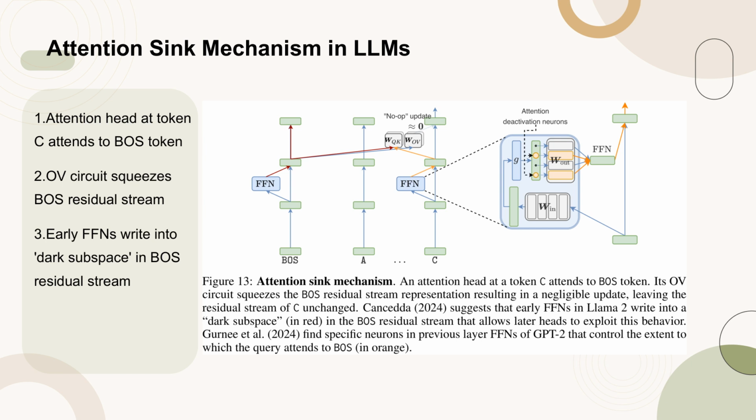Additionally, Cancedda, 2024, proposes that early feed-forward networks, FFNs, in models like Llama 2 write relevant information into a dark subspace within the BOS residual stream. This dark subspace allows subsequent attention heads to leverage this information without significantly altering the residual stream. Gurnee et al., 2024, further identify specific neurons in the FFNs of the previous layer in GPT-2 models that regulate the degree to which the query attends to the BOS token. This control is depicted in orange in the figure, highlighting the intricate interplay between different layers and components in managing attention and information flow within the model.